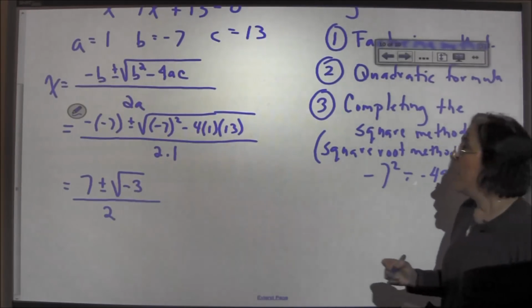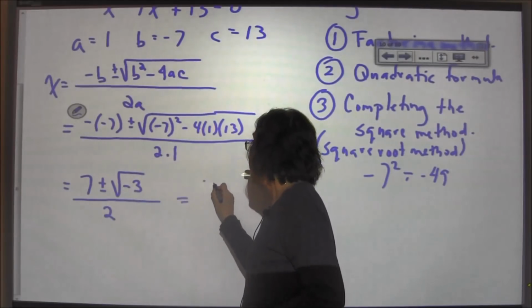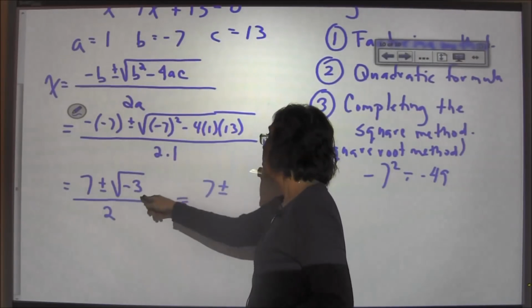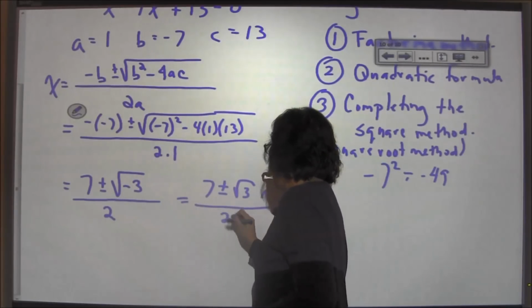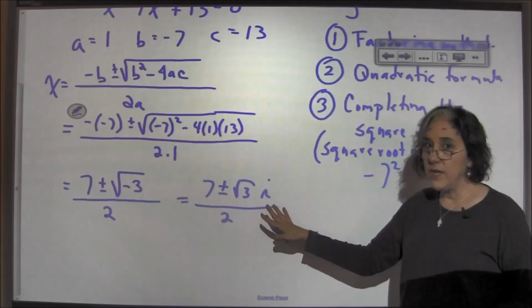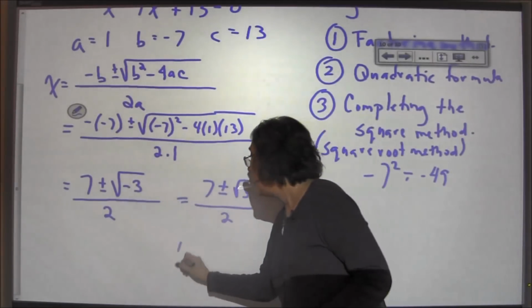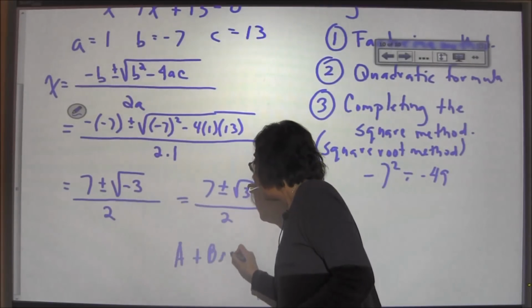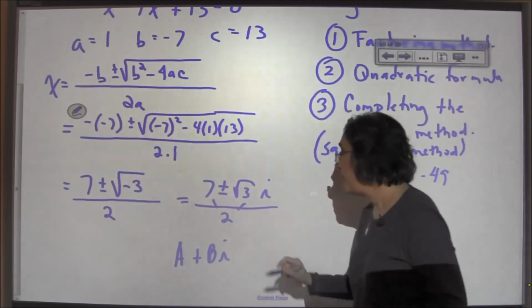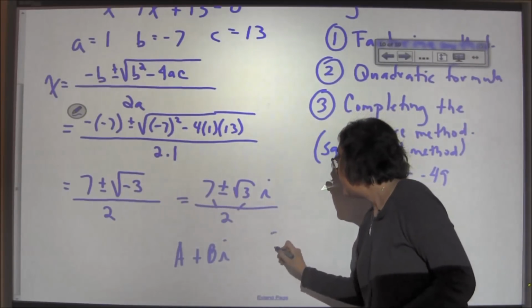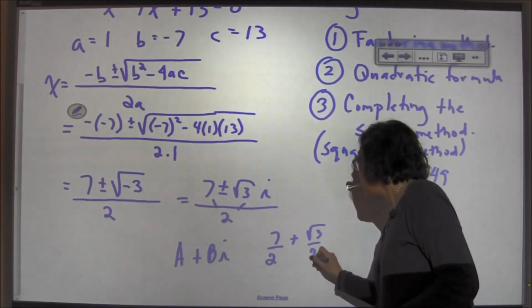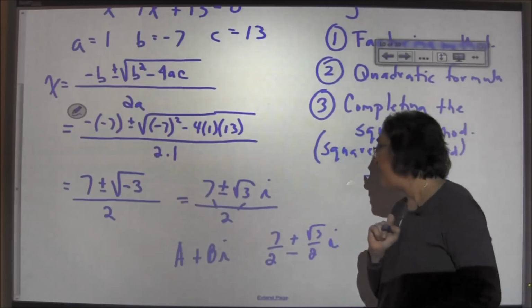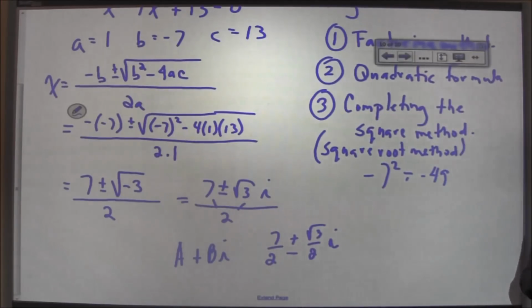Yep. And so the last thing we're going to do is say that's 7 plus or minus square root of 3 i all over 2. At this point, I'm okay with you leaving it like that, but technically we should write it in the a plus bi form. And a plus bi form is both terms over the 2. 7 halves plus the square root of 3 over 2i. And the other one is 7 halves minus the square root of 3 over 2i. That's the shorthand for that.